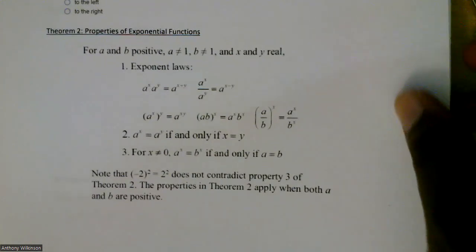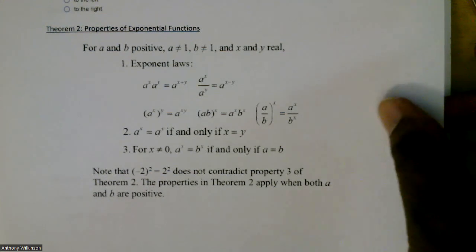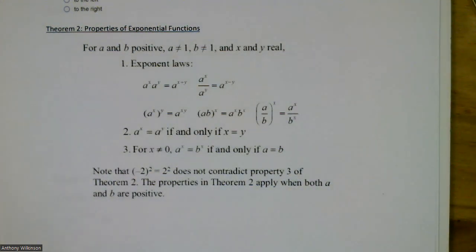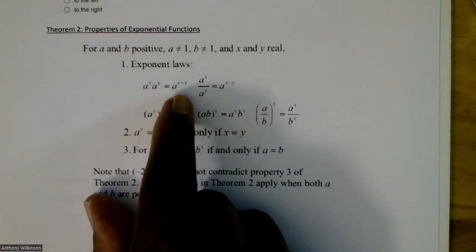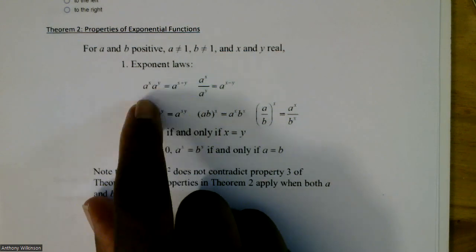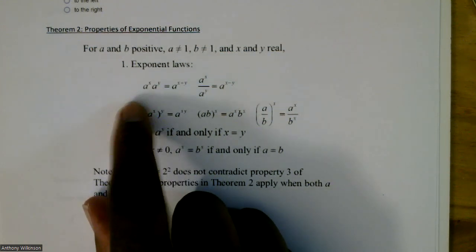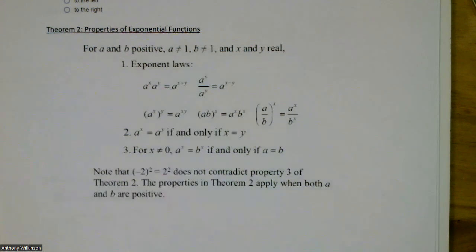All right, theorem 2 deals with the properties of exponential functions. For a and b positive, where a is not equal to 1 and b is not equal to 1, and x and y are real, here's our exponential laws here. These you should be familiar with. a to the x times a to the y is equal to a to the x plus y. If I multiply powers of the same base, I bring over the common base and add the exponents.